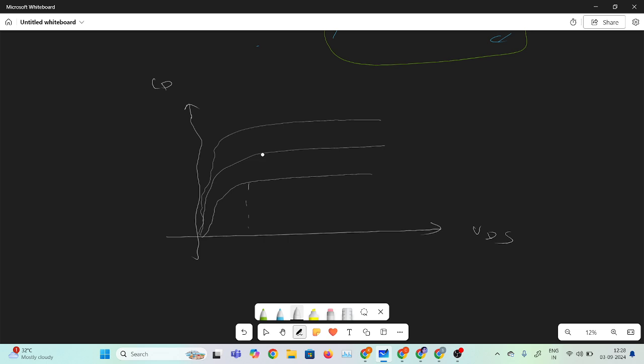So the pinch off condition, finally I am doing the output characteristics, and the remaining things I will discuss in the next video. Otherwise the video will be very lengthy. This is the ID. If we apply a small VDS, firstly that is the linear region, and this is the saturation region. All the regions I will discuss in the next part. I will write the current equation also.